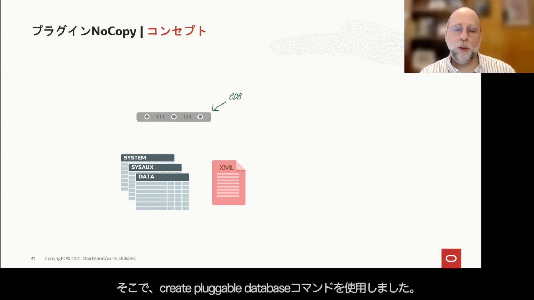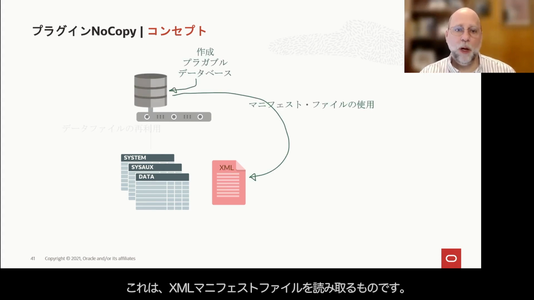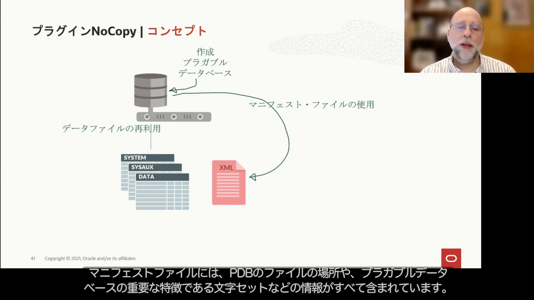And then we use the create pluggable database command. What that does is it reads that XML manifest file, which contains all the information about the file locations for the PDB and other information such as character sets and other important characteristics of that pluggable database.